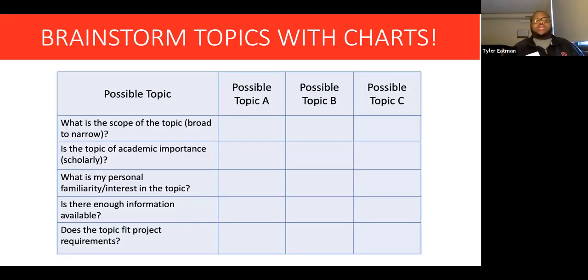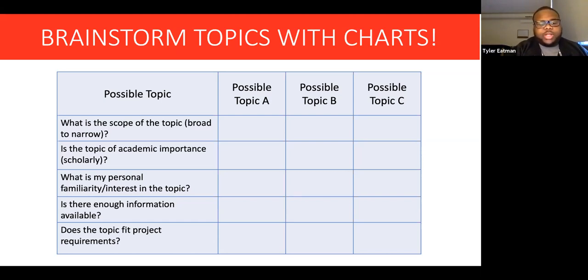So one thing when trying to identify a topic, maybe you have different topics. A great way is to brainstorm topics with this chart right here. Let's say you have 3 different topics possible for you, and you make sure you ask these 5 questions so you can compare and contrast which one you'd like to do.